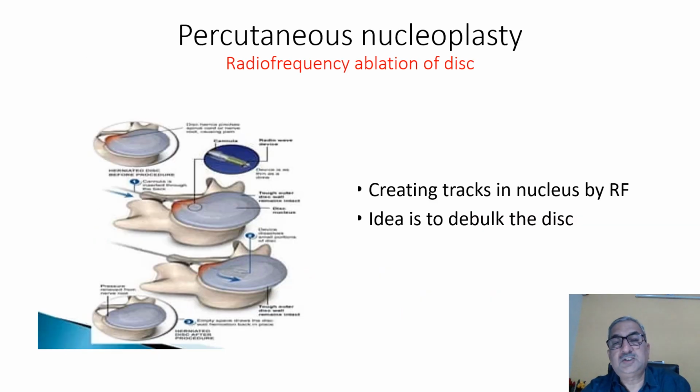Percutaneous nucleoplasty. This was one instrument wherein a small needle was passed in the center of the nucleus, and the radiofrequency catheter was passed, and it used to move in all three directions to make channels in the nucleus, and that used to get burned and evaporated, and the vapor used to come out. So basically this was again done to debulk the disc.